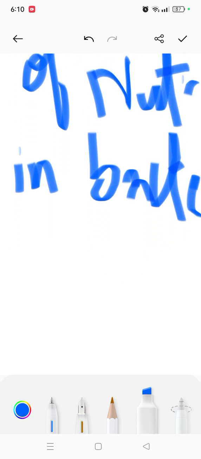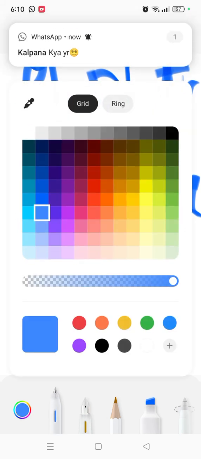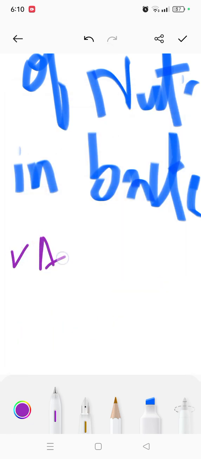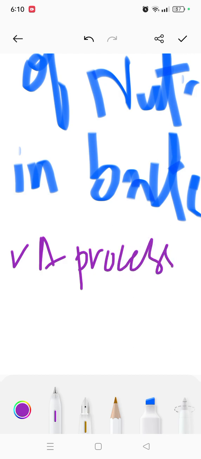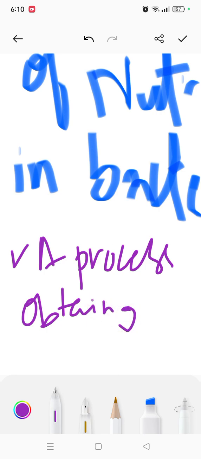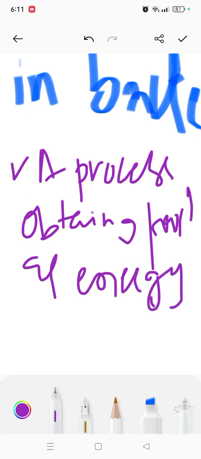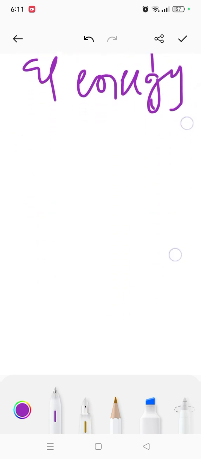Okay, so modes of nutrition simply means the process of obtaining food and energy. Obtaining food and energy is called modes of nutrition. We have so many types and we are going to discuss them.